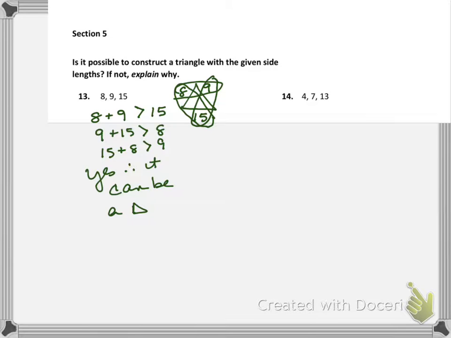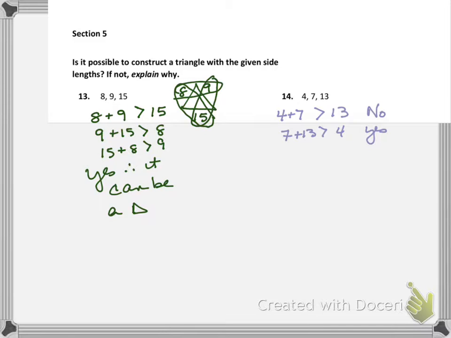So let's do the next one now, and I'll change the color just so that we have a little variation. Okay, so I have to do the same analysis. So 4 plus 7, is that greater than 13? And it's not, because 4 plus 7 is only 11. So this is no. And then you can keep going on and checking, and when we do the exercise, just to be certain. So how about 7 plus 13? Is that greater than 4? And we can say yes to that.